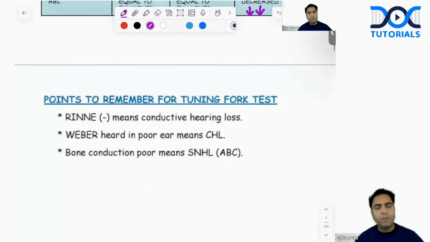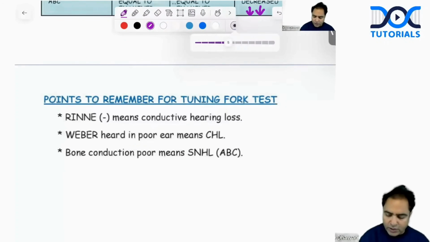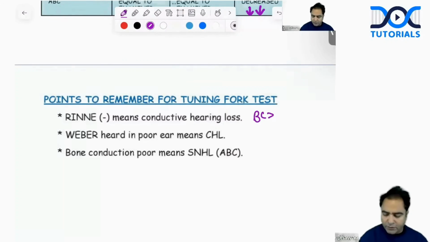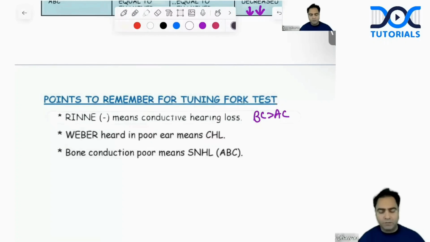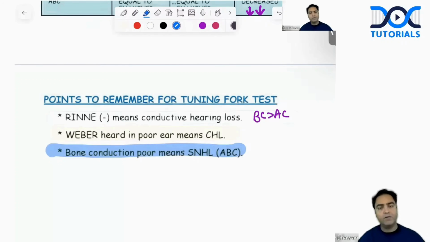So 3 points to remember for the tuning fork test. Rinne negative means bone conduction is better than air conduction, and that's a feature of conductive hearing loss. So never forget this finding. Rinne negative is conductive hearing loss, BC better than AC. Number 2, Weber heard in the poor ear means conductive hearing loss. And number 3, bone conduction poor means sensory neural hearing loss. So there are 3 findings over there.